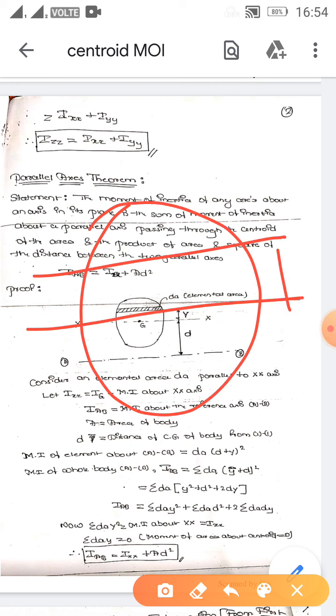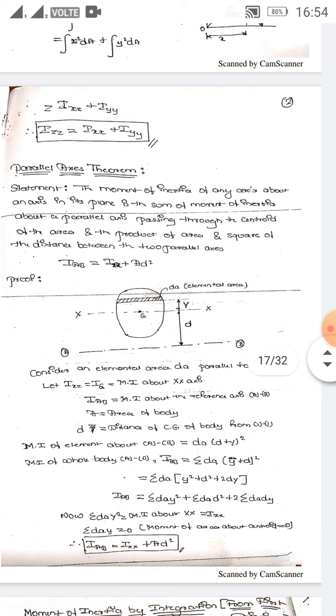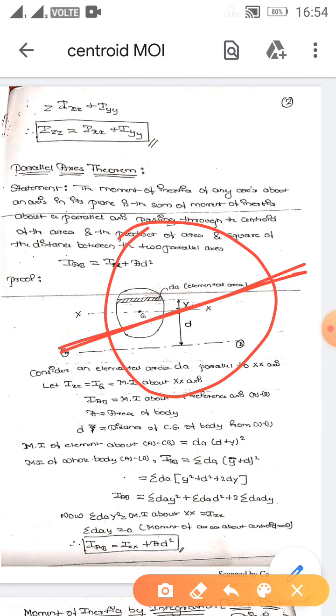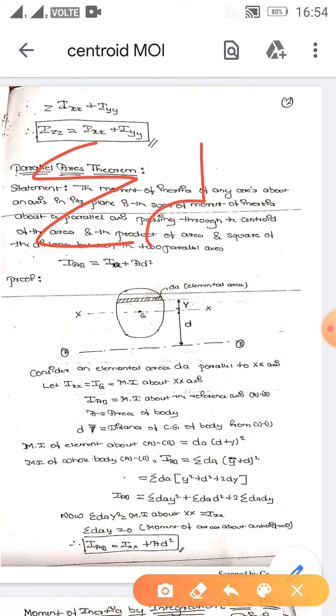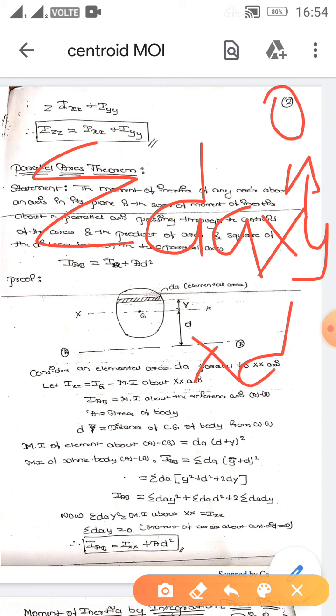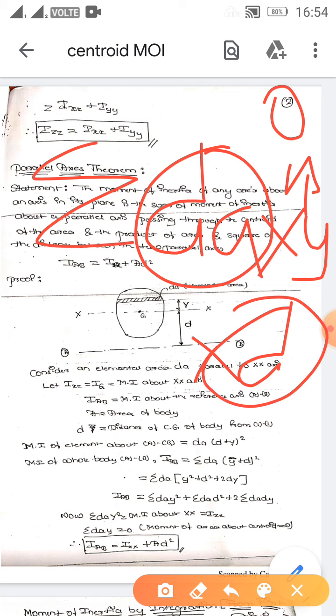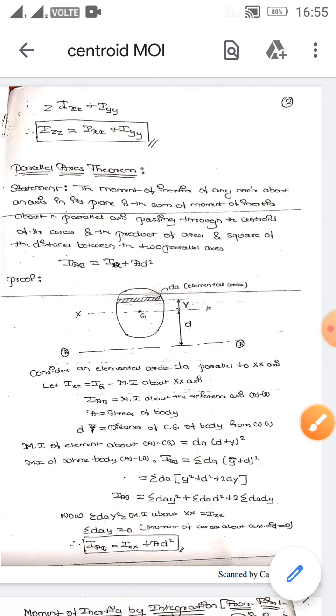Initially it is y. As we go on taking the areas, the bottom areas and top areas, this goes on reducing and gets overlapped along the same line. So the y distance becomes 0. That means summation of dA into y is equal to 0. The moment of this area, as we are multiplying with 0, this complete part becomes 0. That means it gets deleted.